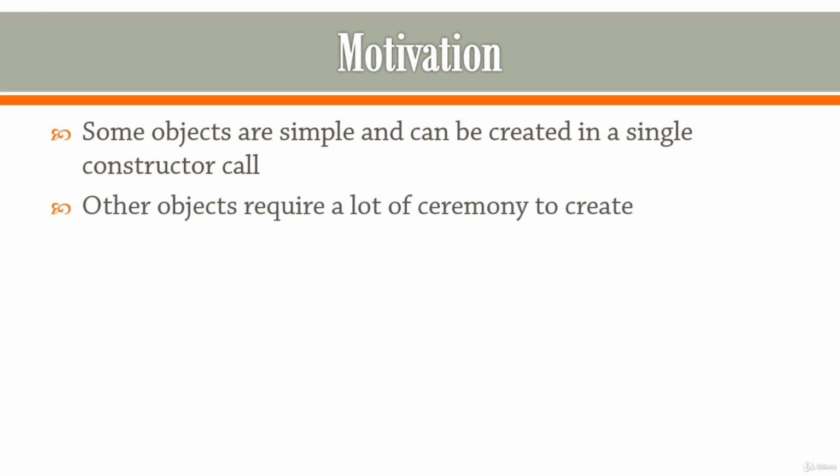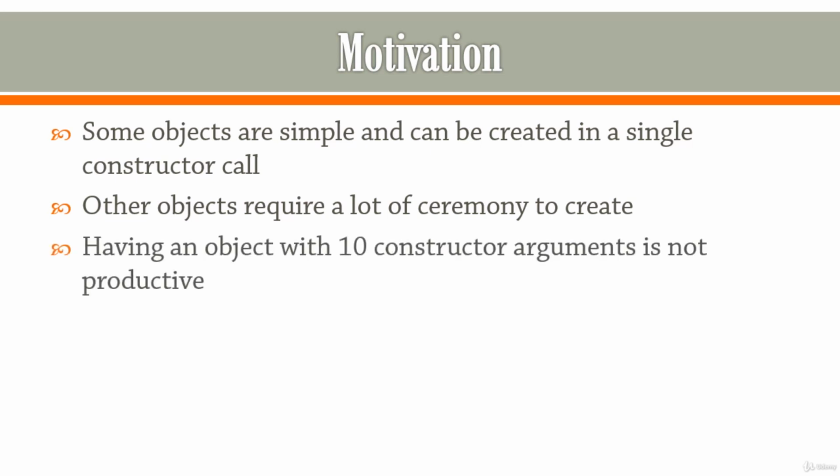On the other hand, other objects require a lot of ceremony to create. So for example, when you are constructing a string from a dozen different pieces, what you typically want to do is not call a constructor and not do a concatenation where you have 11 plus signs. Instead, you make a string builder, which actually lets you construct an object piece by piece. So having an object with 10 constructor arguments is really not productive.